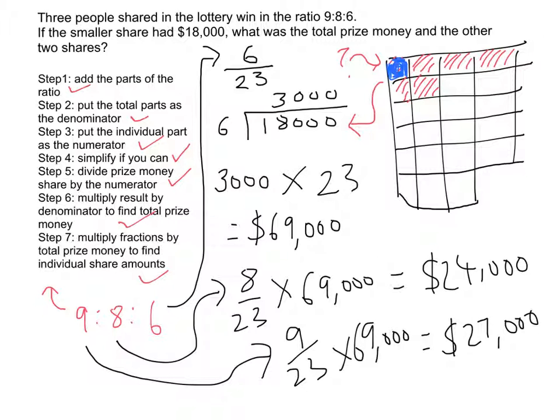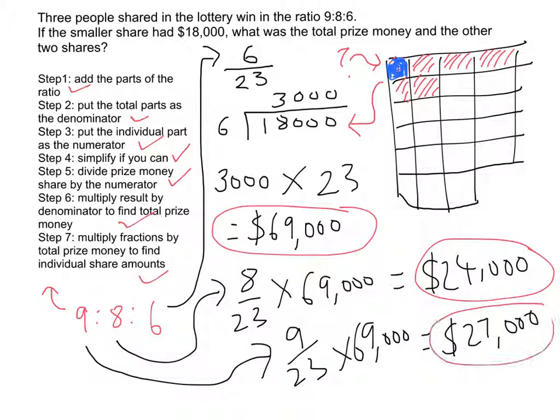So we've found the total prize money, and we found the individual shares. So we already know that the smaller share is 18,000, and now we've found the other two. We found this part of the ratio and that part of the ratio. So that's pretty much it. Again, if you follow these steps, you should be okay.